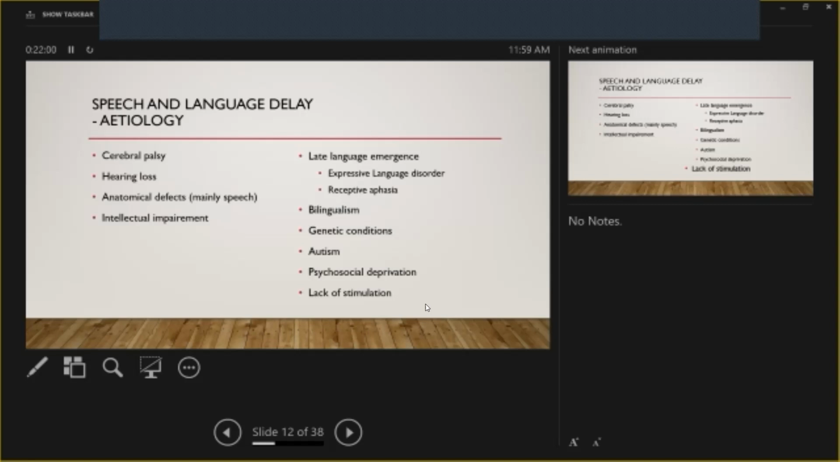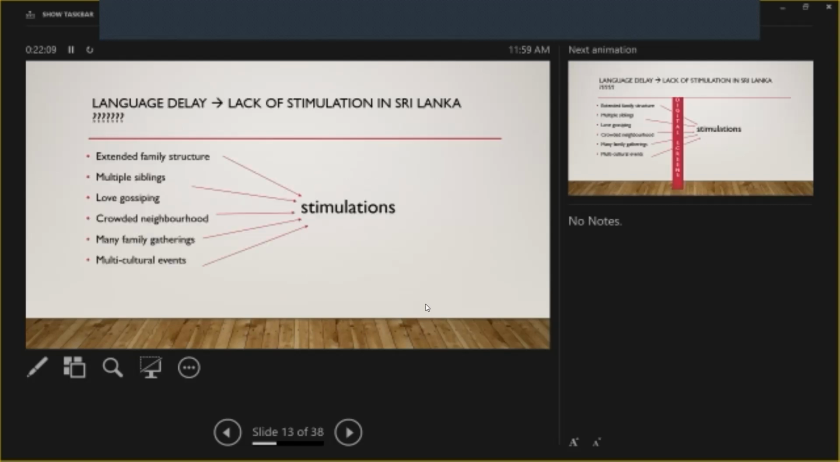Finally, we come to our main topic, lack of stimulation. Today we are going to talk about lack of stimulation affecting speech and language. In Sri Lanka, lack of stimulation shouldn't happen because we have an extended family structure. There are a lot of siblings. Sri Lankans love gossiping, right? There is a crowded neighborhood, many family gatherings, and many multicultural events. So a child theoretically should be exposed to a lot of speech, right?